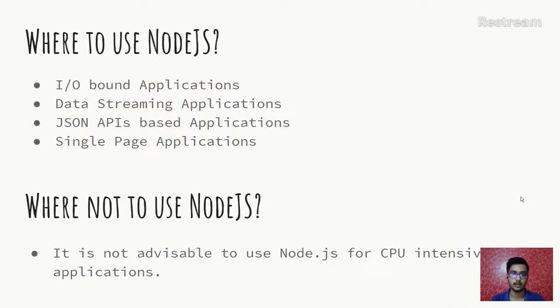So basically in this type of application, we can simply stream content online. Third, we have the JSON API based application like the weather web app, which we are going to build today. And fourth, we have single page applications like Twitter, Instagram, and GitHub. Okay, now let's see where not to use Node.js. So basically, it is not advisable to use Node.js for CPU intensive applications. So if your application requires high CPU processing power, then it is really not advisable to use it.